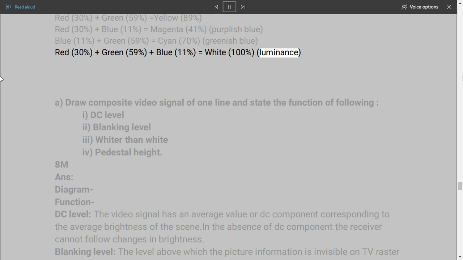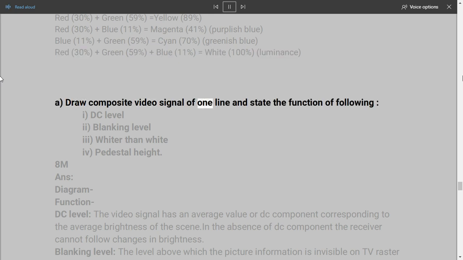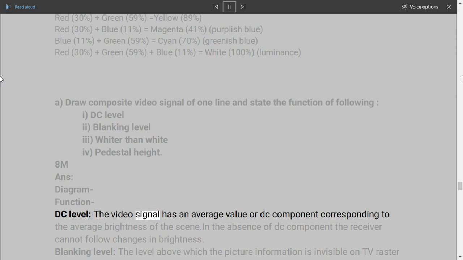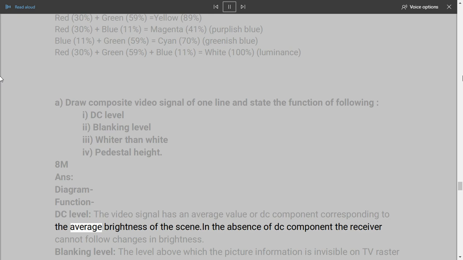Draw the composite video signal of one line, and state the function of the following: 1. DC level, 2. blanking level, 3. whiter than white, 4. pedestal height. Answer: diagram, and function of DC level. The video signal has an average value, or DC component, corresponding to the average brightness of the scene. In the absence of the DC component, the receiver cannot follow changes in brightness.